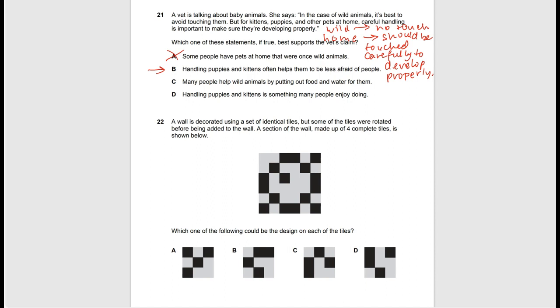So C says, many people help wild animals by putting out food and water for them. This again could be true, but it does not talk about touch and how that touch develops domestic home animals. So it's not going to be C. D says, handling puppies and kittens is something many people enjoy doing. Again, that's true, but it does not talk about the development of these at-home pets compared to wild pets. So it's not going to be D. Sorry, not sure why we've circled it. Our best answer for 21 is B.